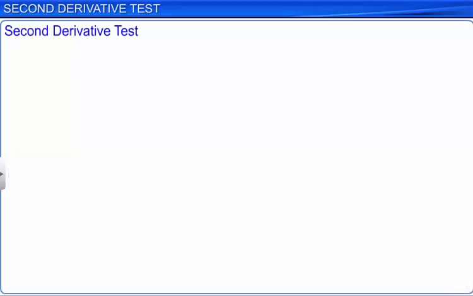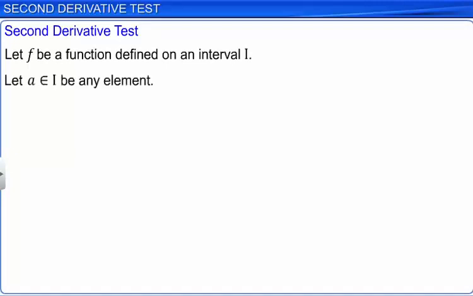Consider a function f defined on an interval I. Let A be any arbitrary element in the interval I. Let us suppose that the given function f is differentiable at A twice.